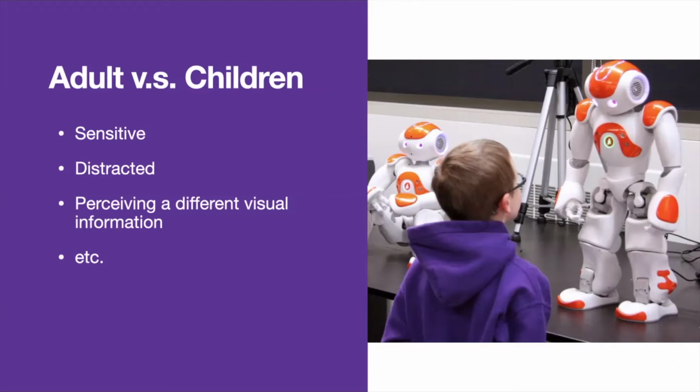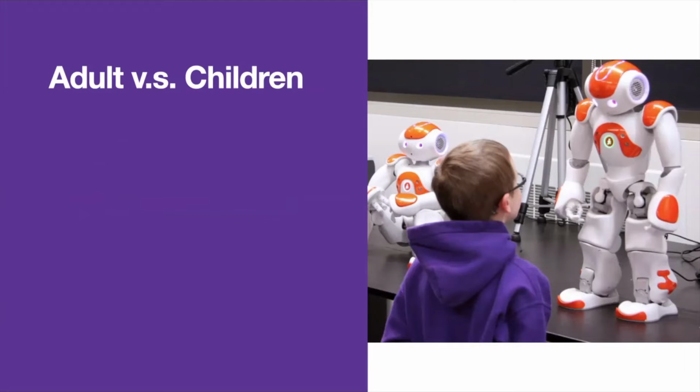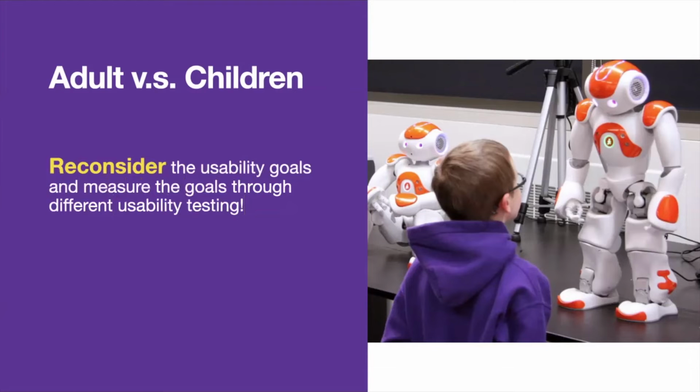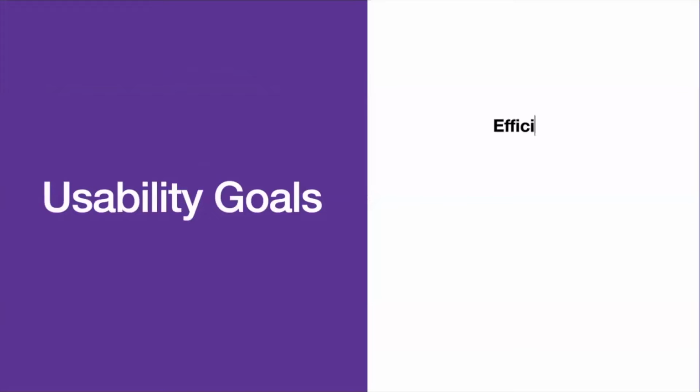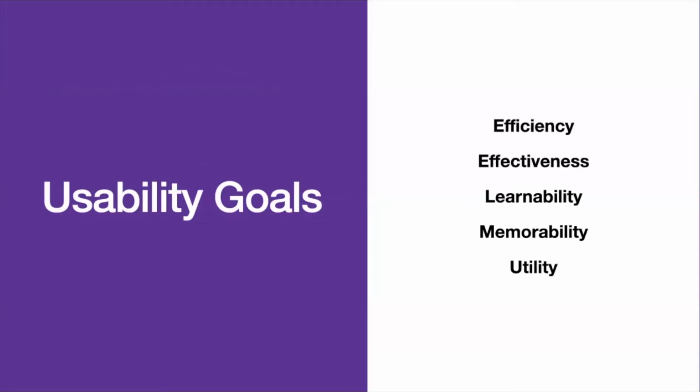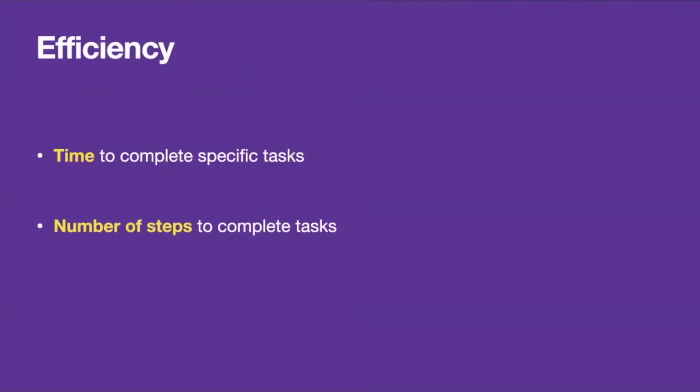In order to design products that are more suitable for children, we should reconsider the usability goals and measure the goals through different usability testing. And there are 5 common usability goals for child-computer interaction, and I will focus on some of them. The first one is efficiency.